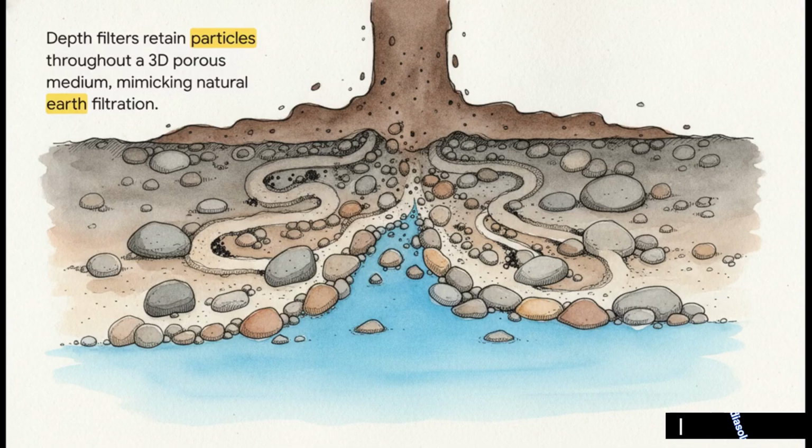This is the exact method engineers turn to when they're dealing with highly diluted slurries that have tiny submicron particles. A standard surface filter would just get plugged instantly by these things, but a depth filter allows the liquid to flow straight through while those tiny particles get snagged deep inside this massive network of pores.